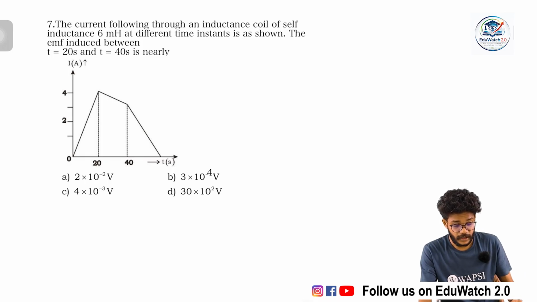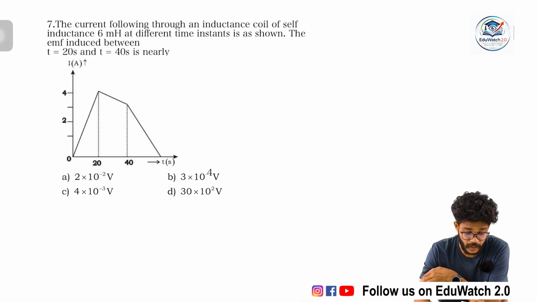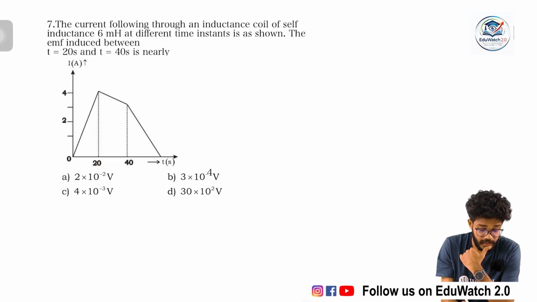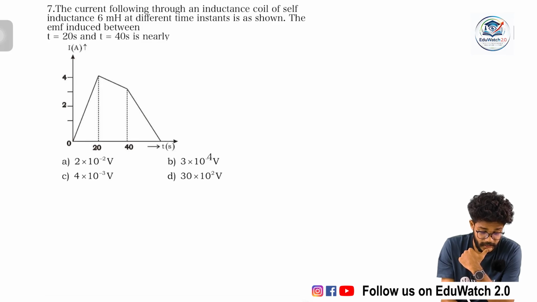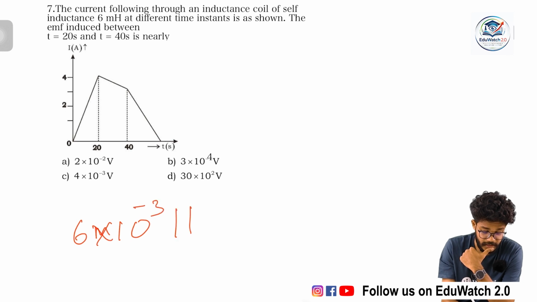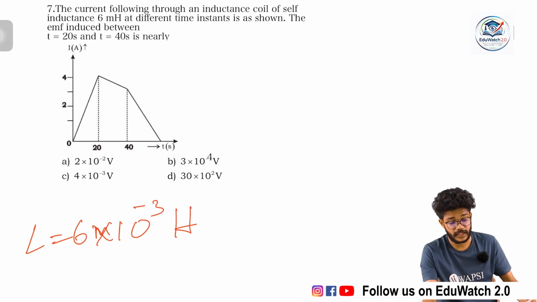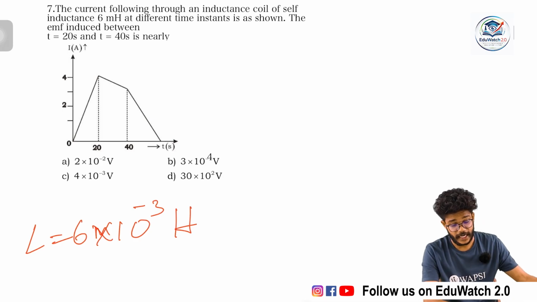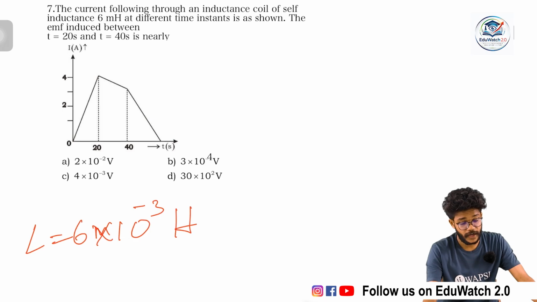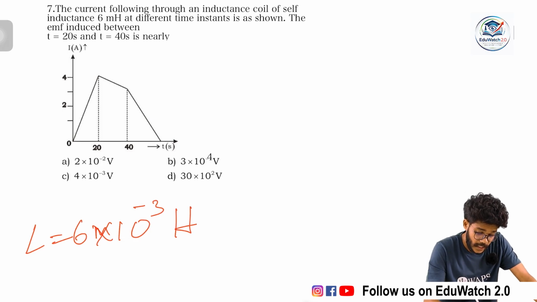The current flowing through an inductance coil of self-inductance 6 milli, that means 6 into 10 raised to minus 3 Henry, at different time instants is shown in the figure. The EMF induced between time, they have given a time as 20 seconds to 40 seconds. So this is the portion.